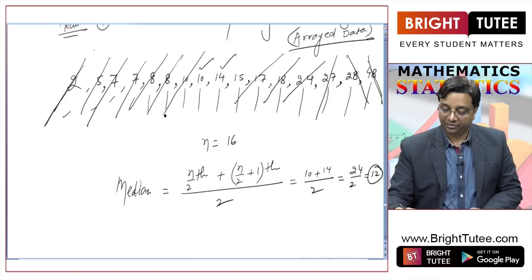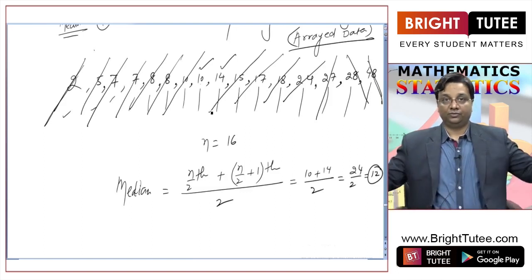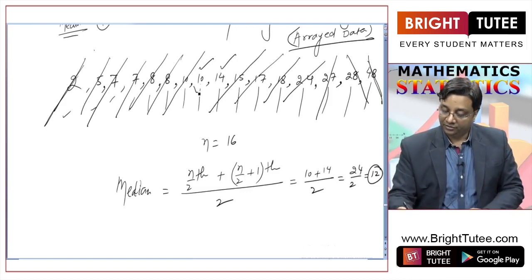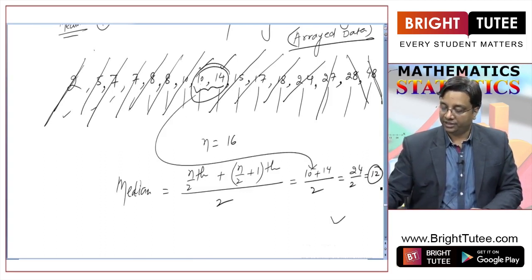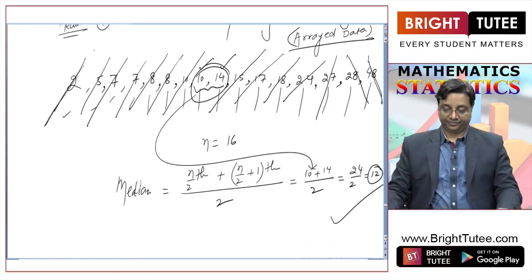So how do we arrive at the middle number? By going from left and right, right? So we get two middle numbers, 10 and 14. We took their average to find the median, right?